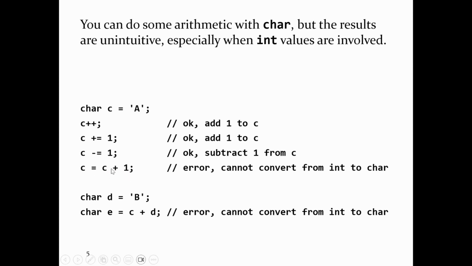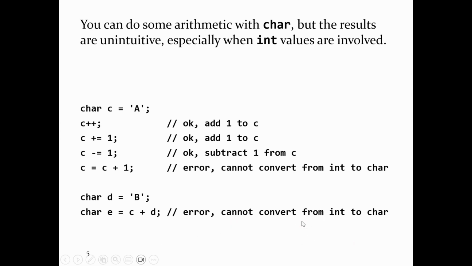And it gets worse. I can take another char, the character B, and now I can try to write C plus D. So you use the rules that I just told you. What's the type of C? Well, it's char. What's the type of D? Well, it's char. So when you write C plus D, you would think you get a char value, but you don't. So this doesn't work in Java either.